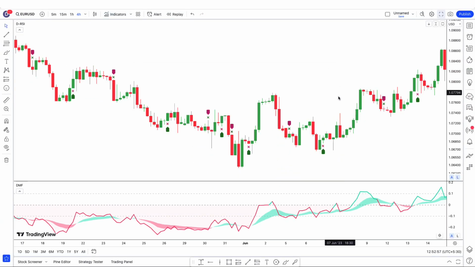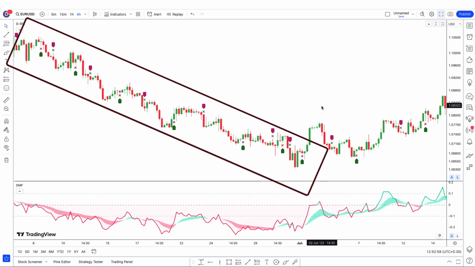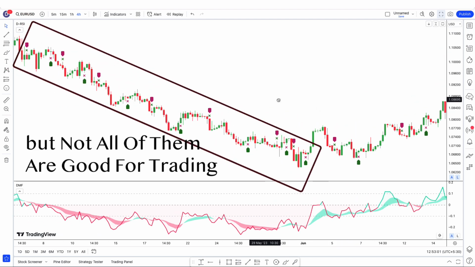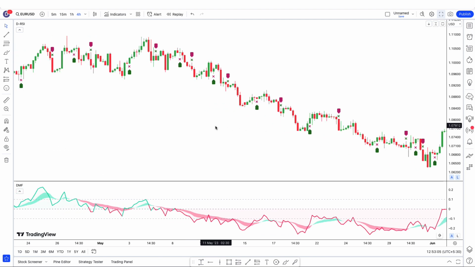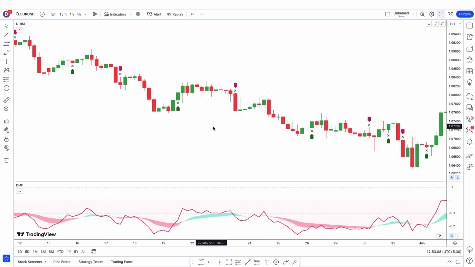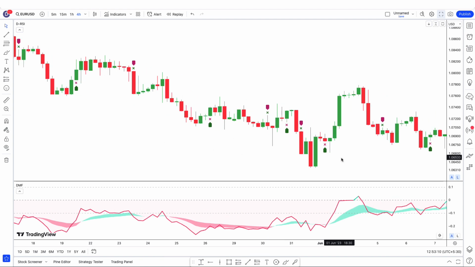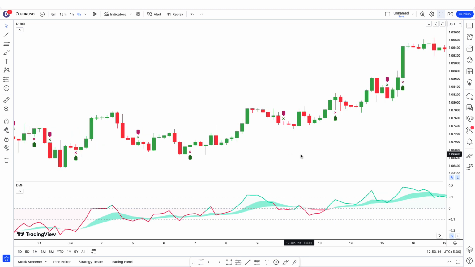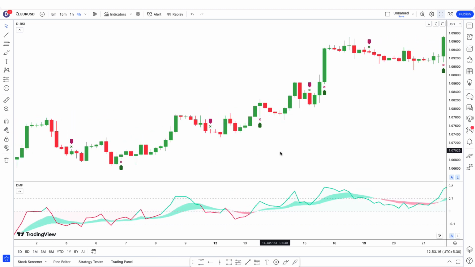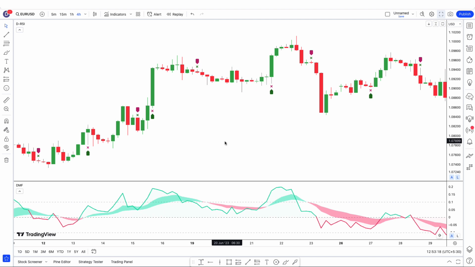These are buy-sell signals generated from this indicator, but not all of them are good for trading. And with the help of the Dynamic Money Flow indicator, we can filter the false signals. When we have the cloud above the center line, like in this part of the chart or in this part of the chart where the DMF cloud is above the center line, it shows that the market is in an uptrend.